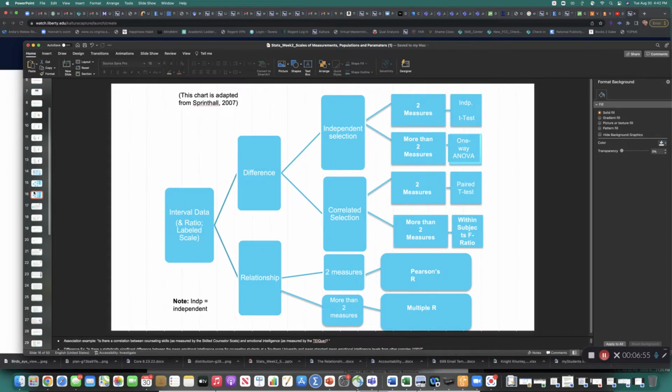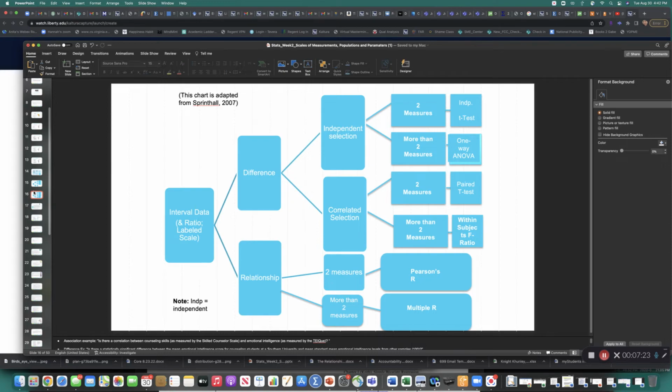Now we go back to question 2. Are we dealing with the hypothesis of difference or the hypothesis of relationship? If we're dealing with the hypothesis of relationship and we have 2 measures, for example, we want to see, is there a relationship or correlation between empathy and emotional intelligence, then we would use Pearson's R if our data is interval level. If we have more than 2 measures, then we would use a multiple R, multiple regression.